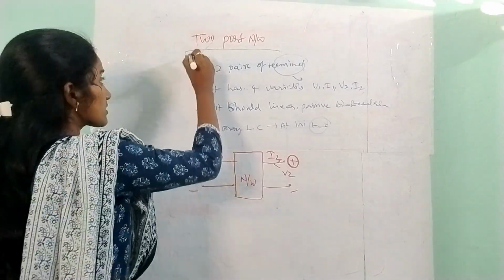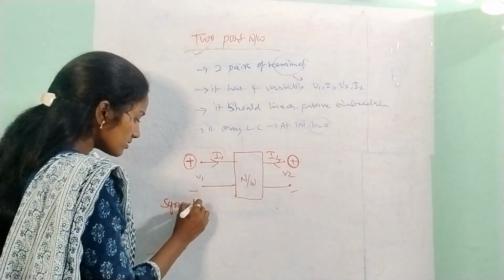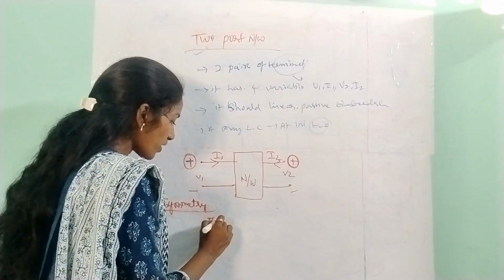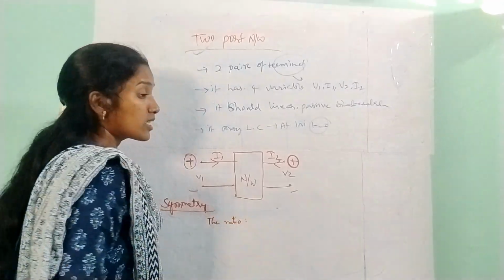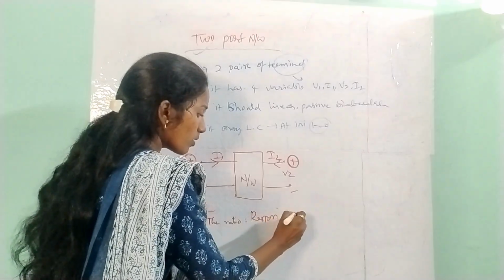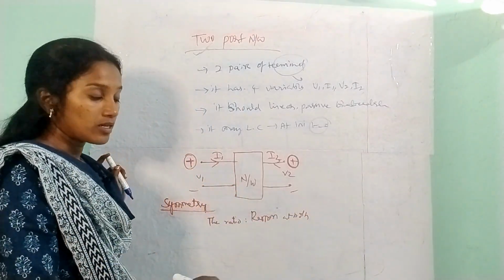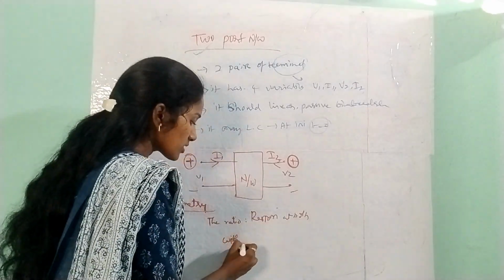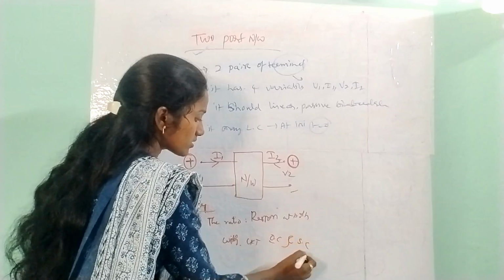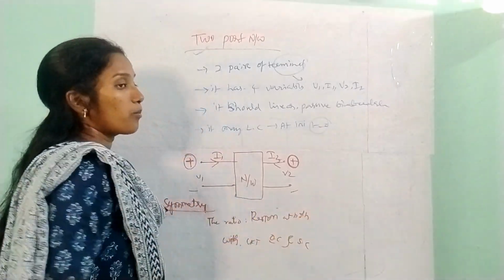Okay, and the 2-port network should satisfy the symmetry condition. The symmetry condition means the ratio of excitation and response at both ports should be independently equal under a defined circuit condition. Okay, either it is an open circuit or a short circuit. The ratio of excitation to the response is equal at both the ports.